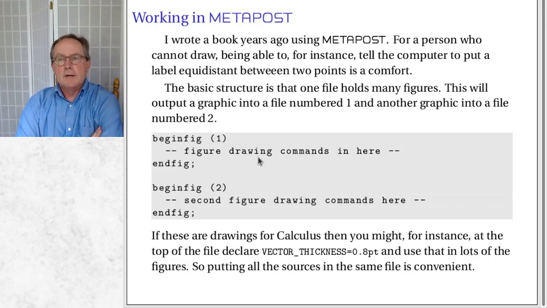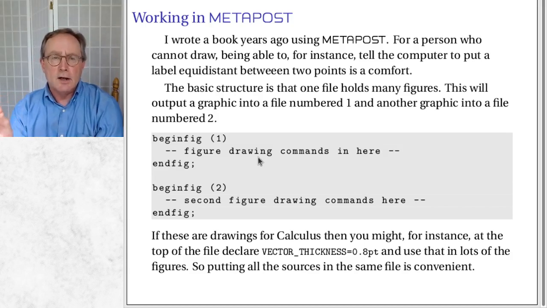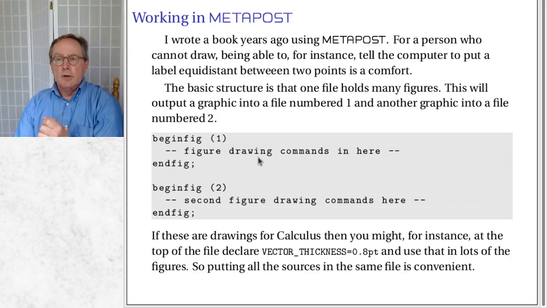Okay, finally, time to get to the main point. So in MetaPost, I wrote a book many years ago where most of the graphics are in MetaPost. For a person who cannot draw, being able to, for instance, tell the computer that you want to put this equidistant from those 2 points instead of dragging it and going, that looks halfway, is a big help. The basic structure in MetaPost is that one file holds many figures. It will output a graphic into a file numbered 1 and another graphic into a file numbered 2, the gray material there. So beginfig(1), beginfig(2), figure drawing commands go in the middle.